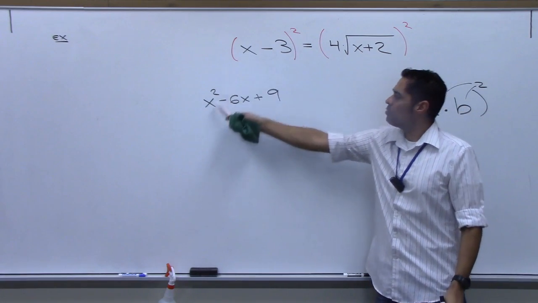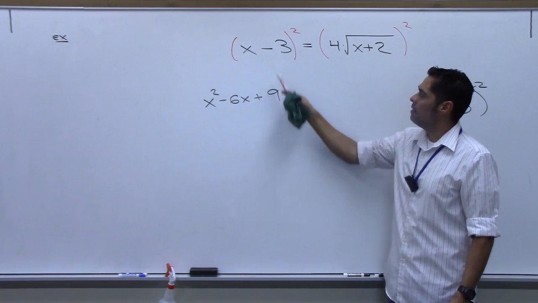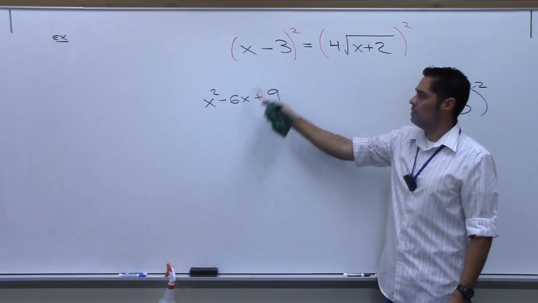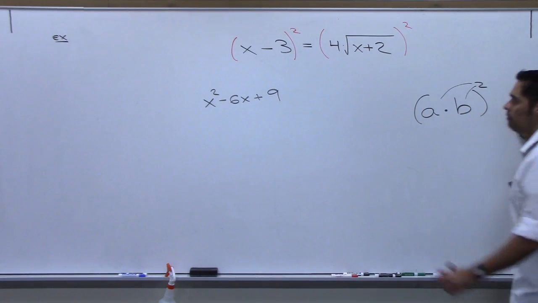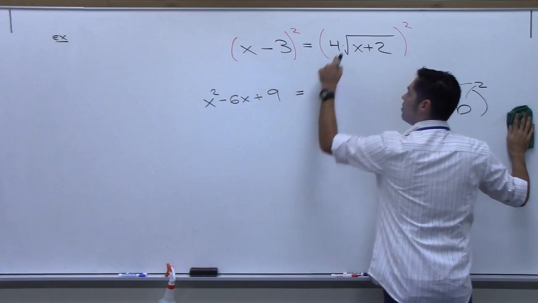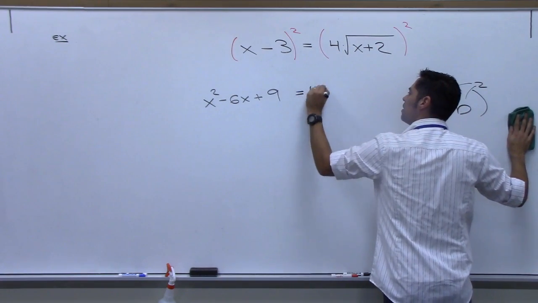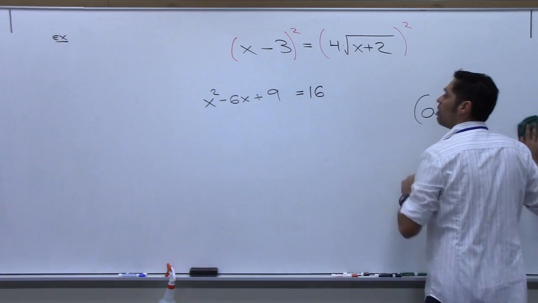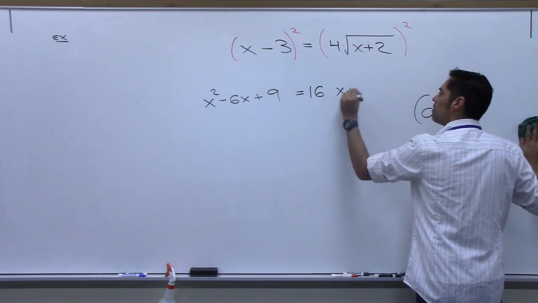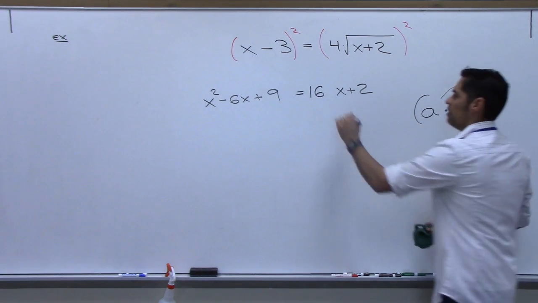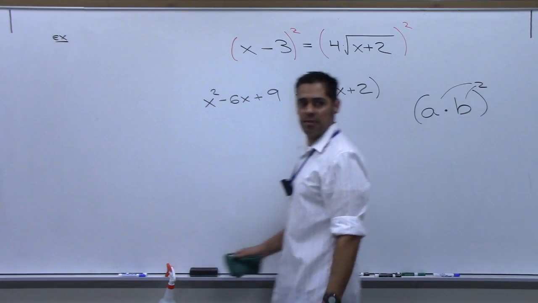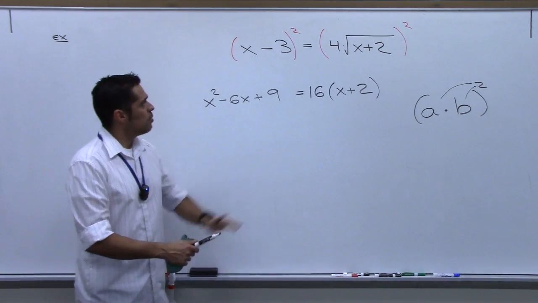So square that x squared, square that 9. This times this, double it right there. Right side, square the 4, 16, square the square root, x plus 2. That doesn't look right, does it? What do I need there? I need a parenthesis. That's right.